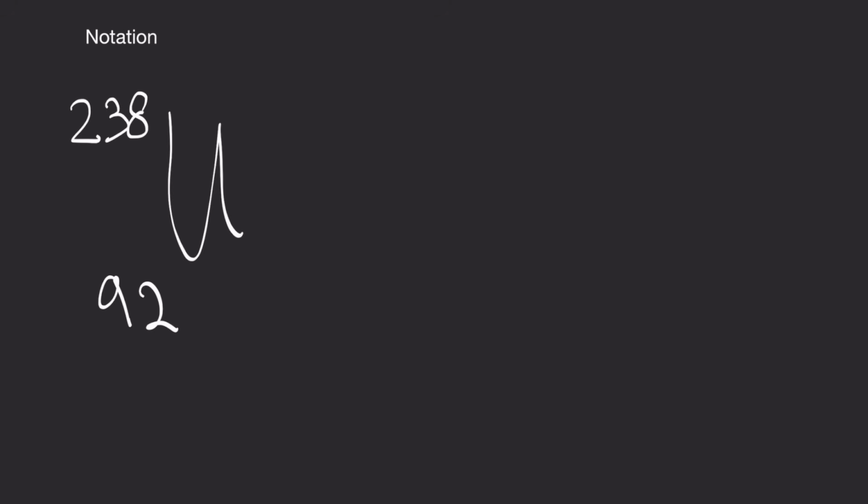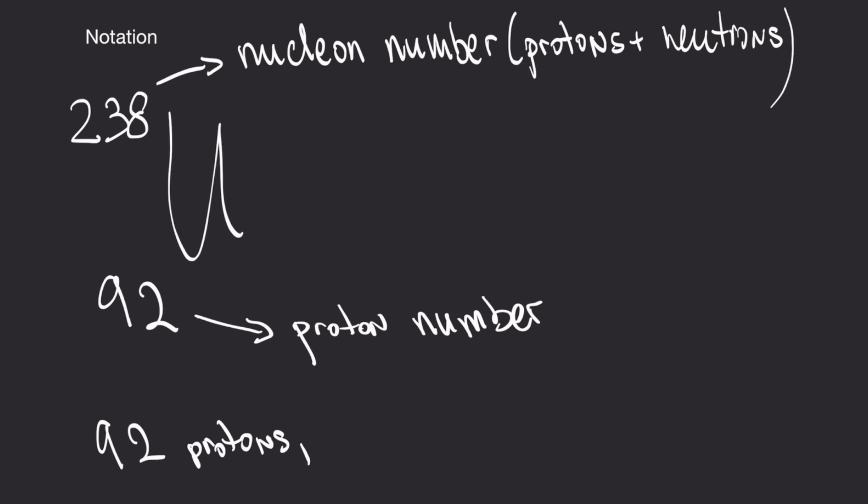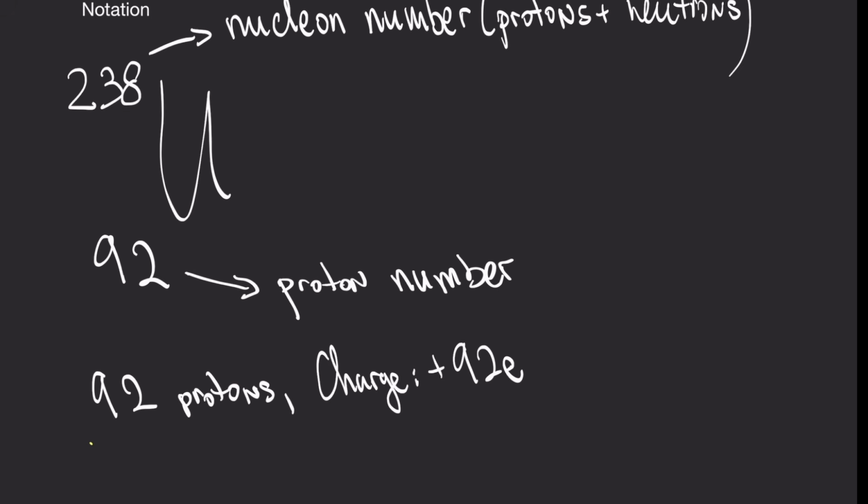We're going to use this notation to figure out what's inside of the nucleus. Over here we have the proton number, and up here we have the nucleon number, which is essentially the number of protons plus neutrons. For instance, this nucleus has 92 protons, therefore it will have a charge of plus 92e, where e is just the elementary charge, and it will also have 238 take away 92, which is 146 neutrons.